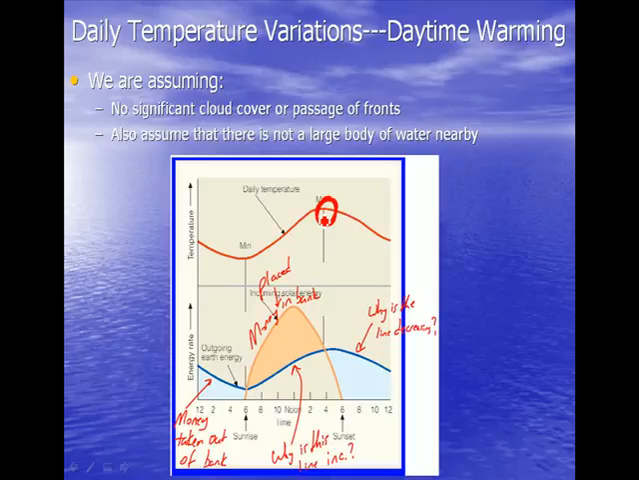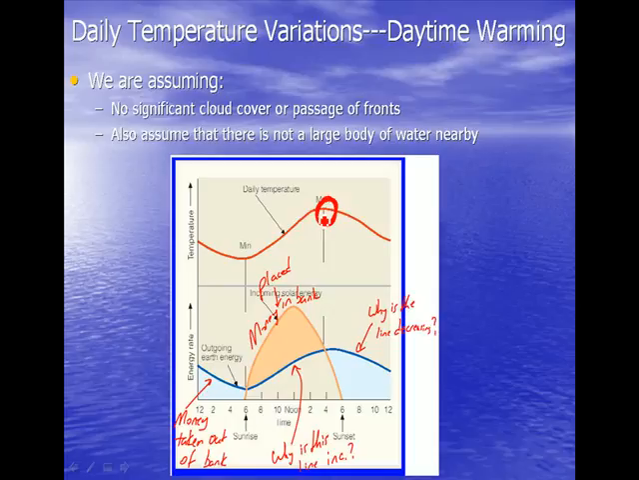As we're going to learn this semester, cold fronts, warm fronts, as we've already learned, cloud cover plays a role in keeping temperatures down during the day and keeping them up at night. And we also know that large bodies of water have a very high heat capacity. In other words, it takes a tremendous amount of energy input into an ocean or a body of water to raise the temperature by 1 degree Celsius. So you can think of large bodies of water as huge heat reservoirs.